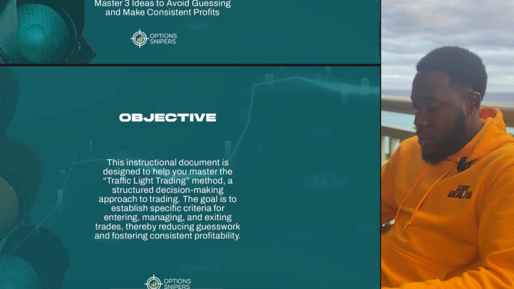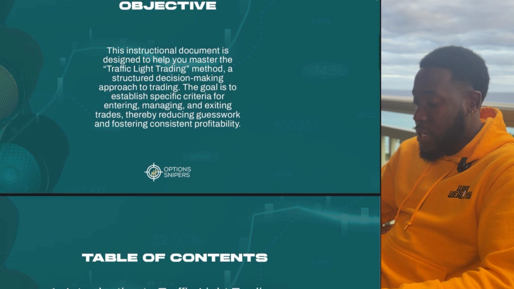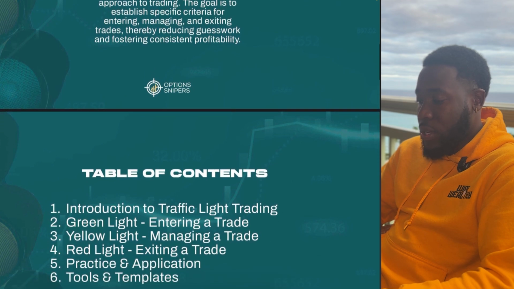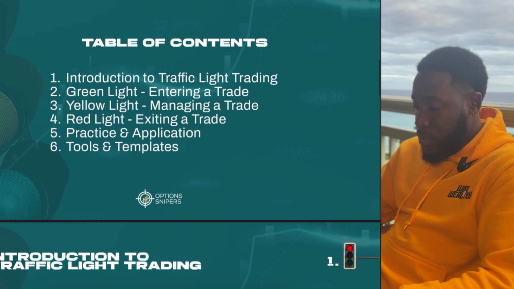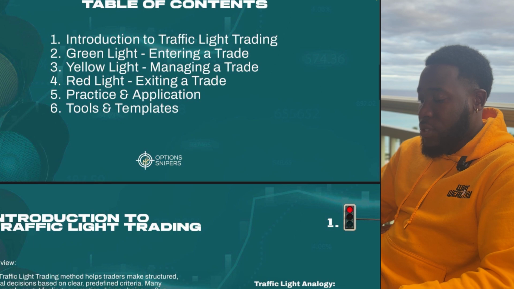So, the goal is to establish specific criteria for entering, managing, and exiting trades. This is going to allow us to reduce the guesswork and create consistent profits. So, here we have our 3 different lights. We have our green light, which is us mastering entering a trade. We have our yellow light, which is mastering managing a trade. And then we have our red light, which is mastering the exit of a trade.